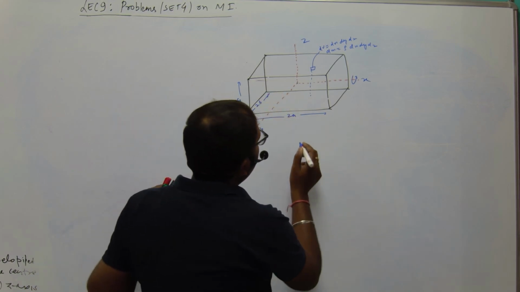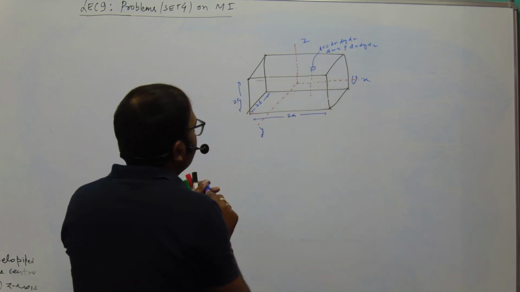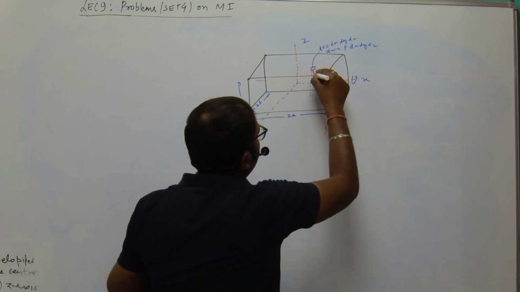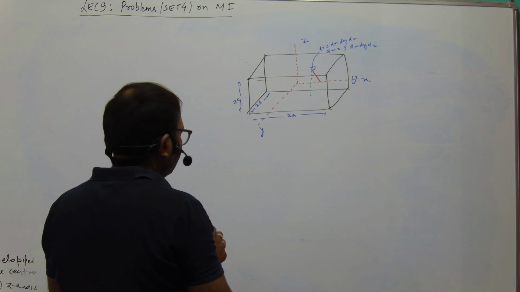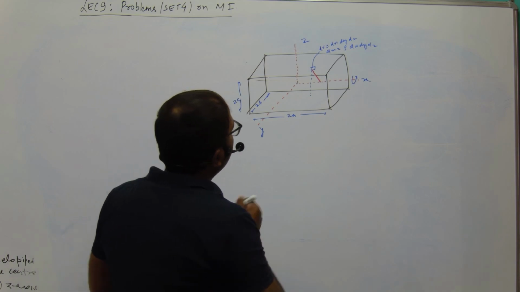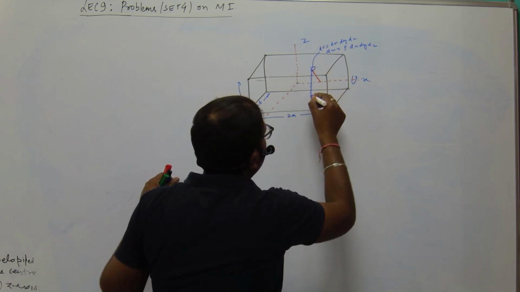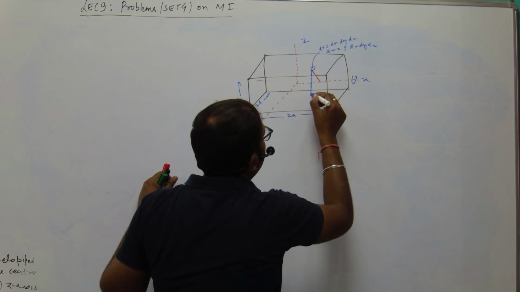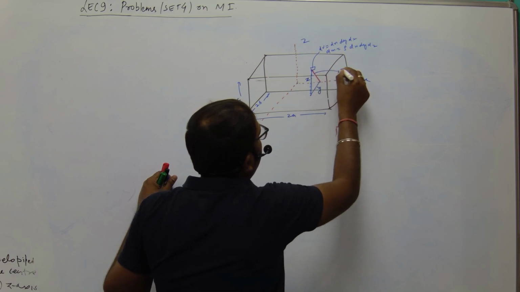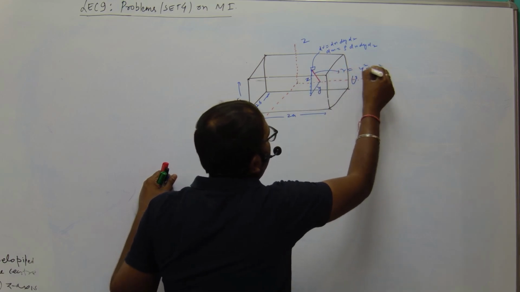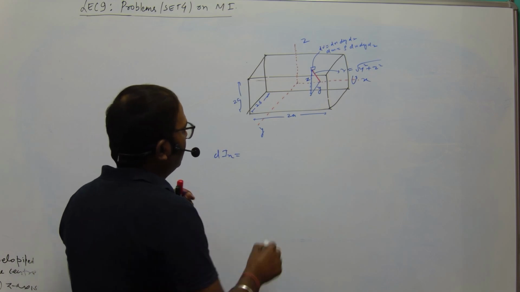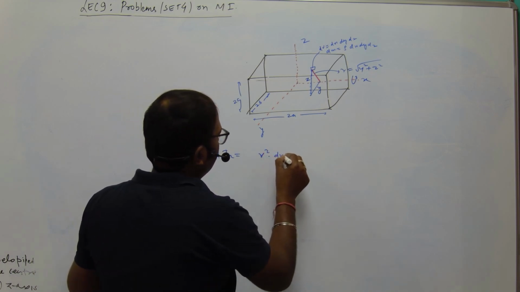Okay, so what will be this distance? So the distance of this elemental mass from the x-axis will be, this is distance. So this will be equal to, and we have this distance is z, and this is y. So r is equal to the square root of y square plus z square. So the moment of inertia Ix is equal to the integration of r square dm.